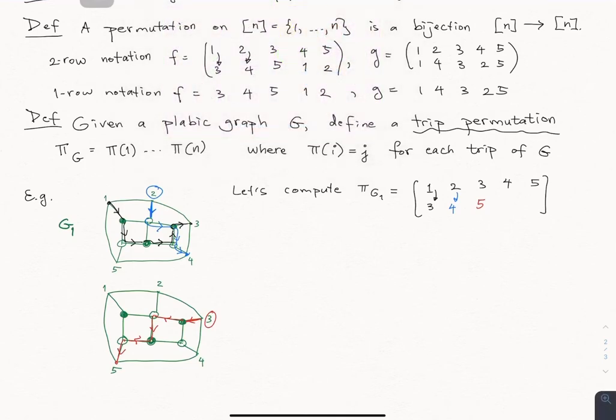Now the trip from 4, the first vertex is white, so I turn left. Then I see a black vertex, I turn right, and I see a white vertex, I turn left, I see a black vertex, I turn right, I end at 1, so 4 goes to 1.